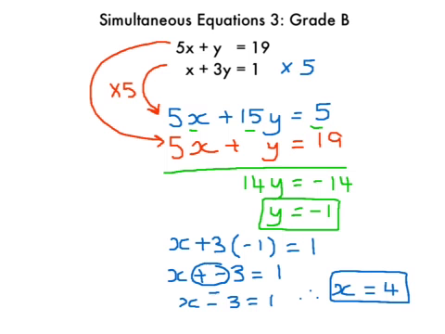So rather than writing x, I'm going to write 4, add 3 lots of y, so 3 lots of negative 1. Work that out, so I've got 4 plus 3 times negative 1, so that's take away 3, which is equal to 1. And that's exactly what we wanted it to equal, so we know we have it correct.